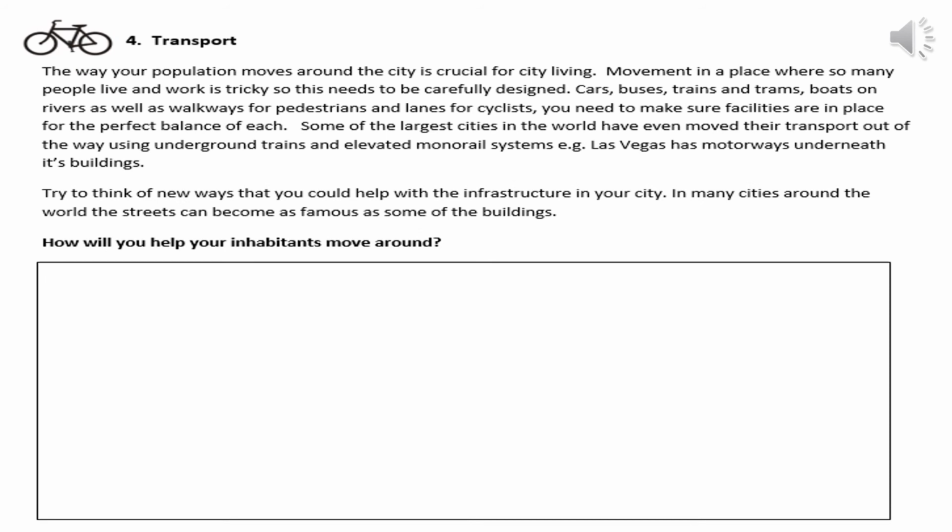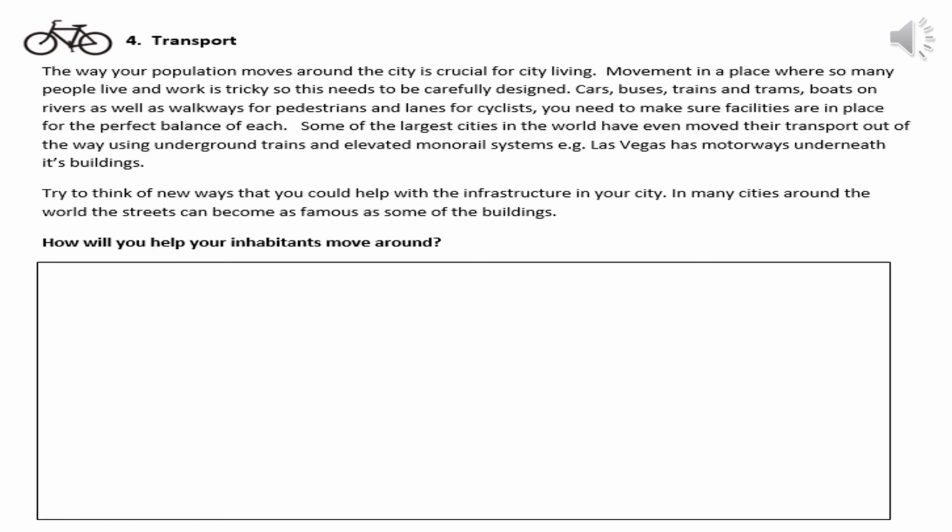Transport. The way your population moves around a city is crucial for city living. Movement in a place where so many people live and work is tricky, so this needs to be carefully designed. Cars, buses, trains and trams, boats on rivers, as well as walkways for pedestrians and lanes for cyclists. You need to make sure facilities are in place for the perfect balance of each.